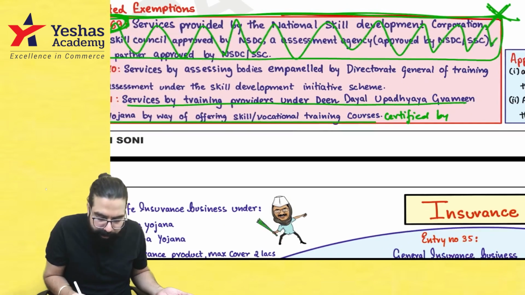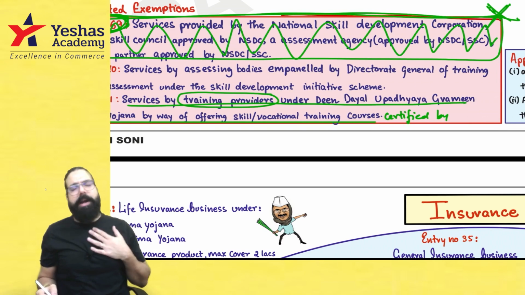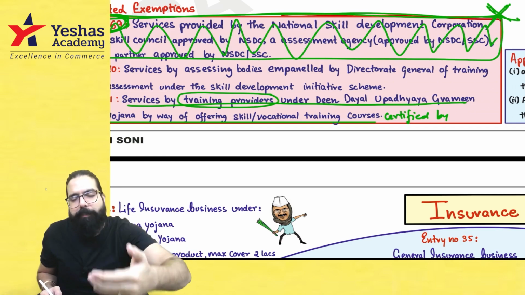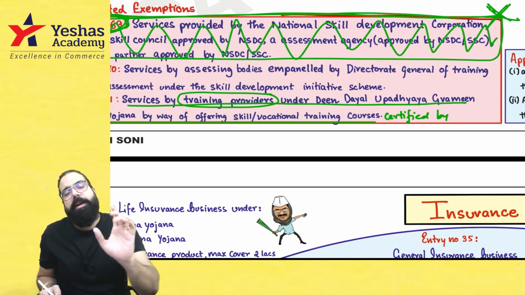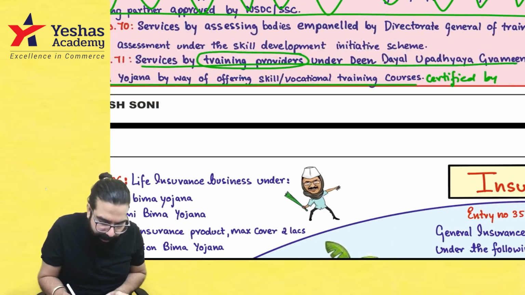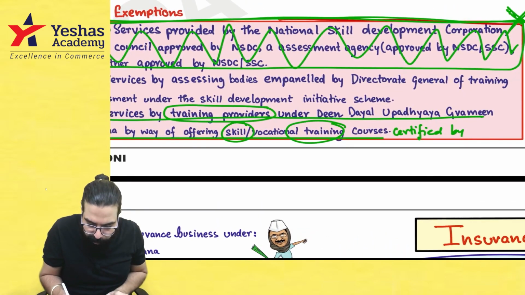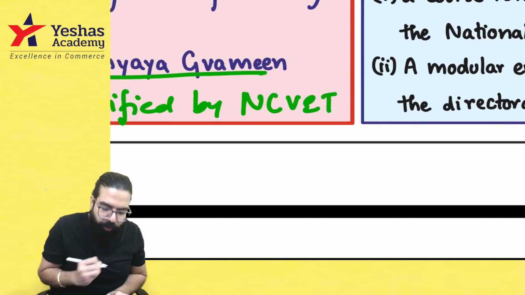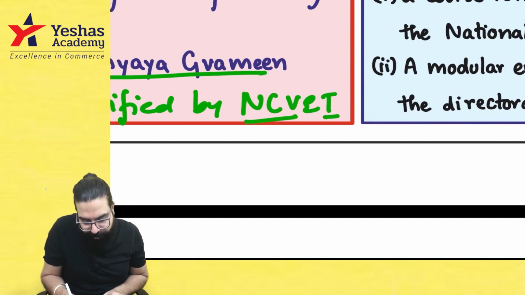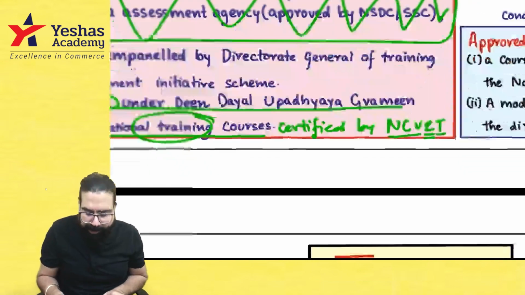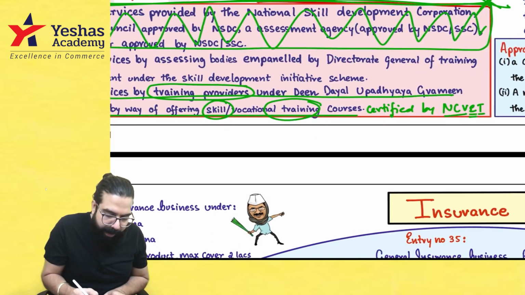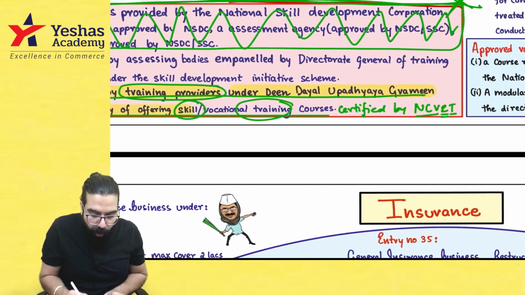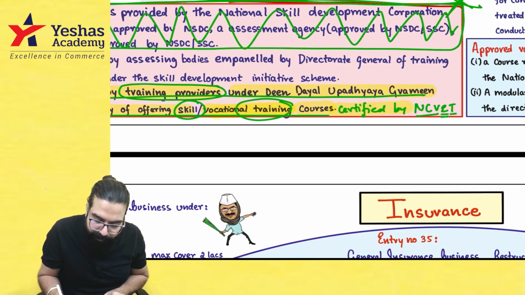So sir, they are telling, if I am a training provider under Deen Dayal Upadhyay Gramin Kaushal Yojana, and I am providing my services, then my services are exempted. Provided, they are telling over here, skill or vocational training courses are certified. The course which I am providing is certified by the National Council for Vocational Education and Training. Earlier it used to be National Council for Vocational Training. Now the word education has been added. So you can use the word over here that any training provider under Deen Dayal Upadhyay Gramin Kaushal Yojana is offering skill or vocational training courses and it is certified by NCVT.